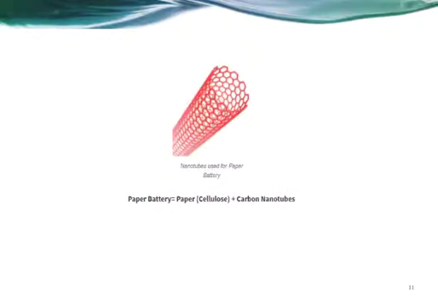As mentioned above, a paper battery consists of property of both paper as well as carbon nanotube.